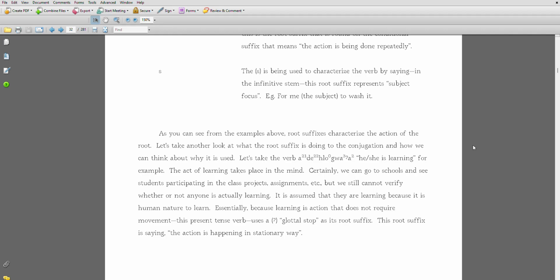Certainly, we can go to schools and see students participating in the class projects, assignments, etc., but we still cannot verify whether or not anyone is actually learning. It is assumed that they are learning because it is human nature to learn. Essentially, because learning is an action that does not require movement, this present tense verb uses a glottal stop as its root suffix. This root suffix is saying the action is happening in a stationary way, or in a way that you cannot see any movement happening.